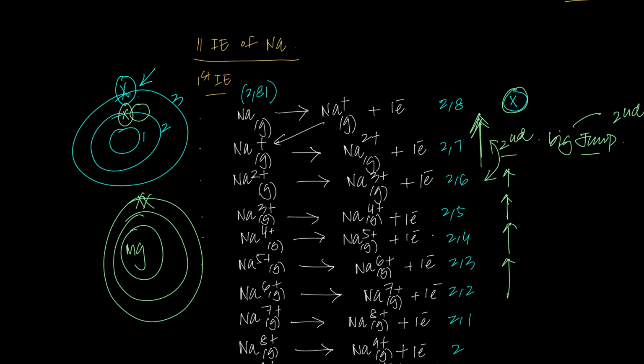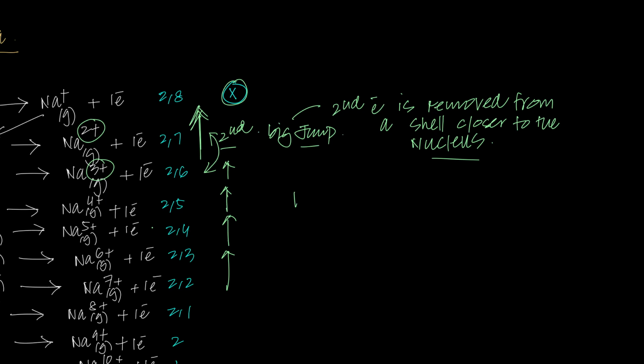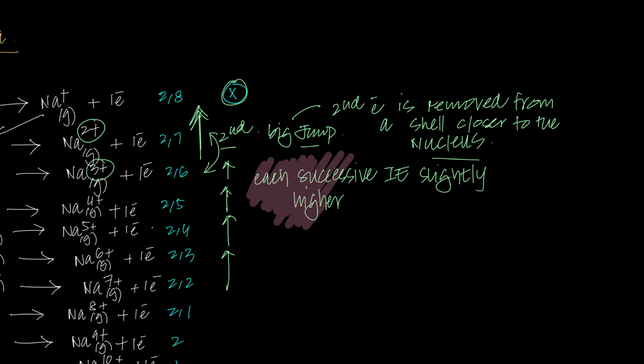And why is that the case? Because now the idea of charges comes into play. Remember, each successive ionization energy, from second to third, third to fourth, fourth to fifth, fifth to sixth, sixth to seventh, is slightly higher than the one before. Why? Because now we'll have to look into the idea of charges.